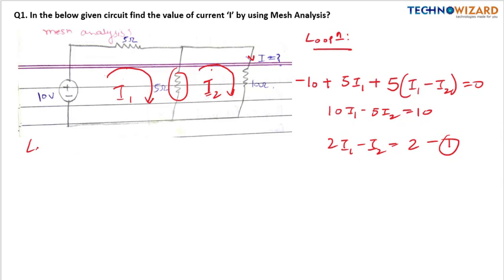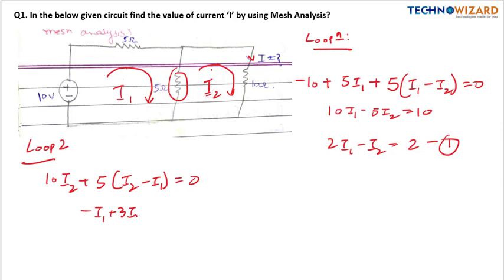Now in loop 2: 10 I2, since this current is flowing, plus 5 times (I2 minus I1) is equal to 0. You will get minus I1 plus 3 I2 is equal to 0. This is the second equation.